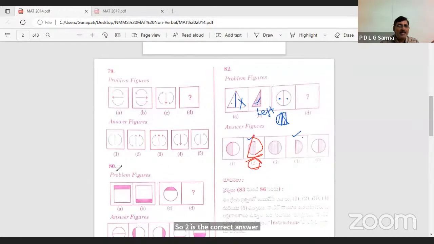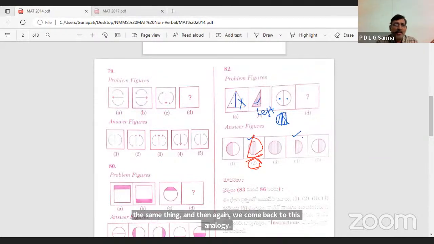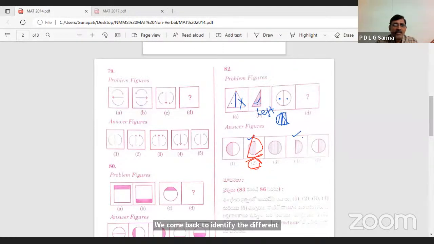Okay. Yes. Fantastic. So I hope all of you understood these types of questions. Okay, don't think that it is completed. We just go for some more problems in the same thing, and then again we come back to this analogy. We come back to identify the different figures like this. Whatever the series is there, we go for it again, right?